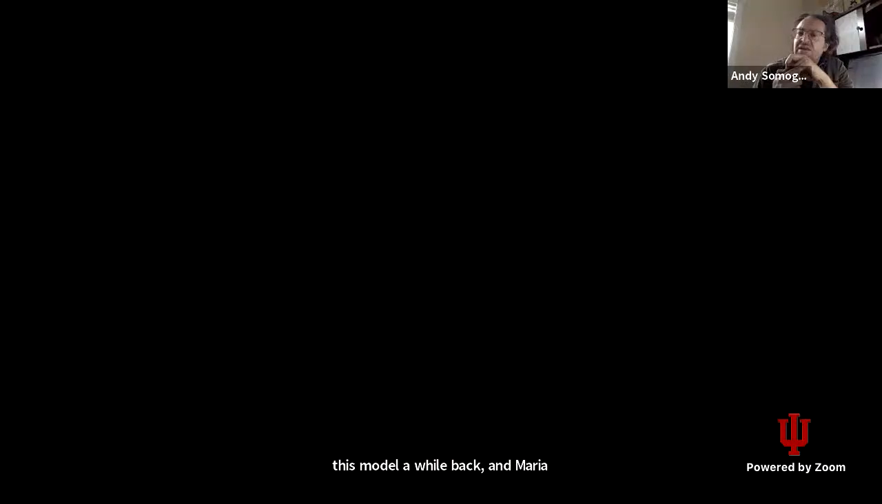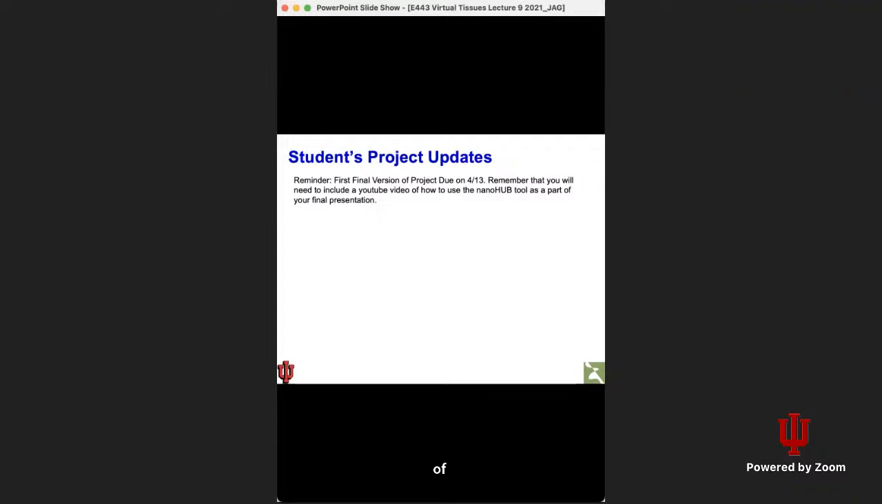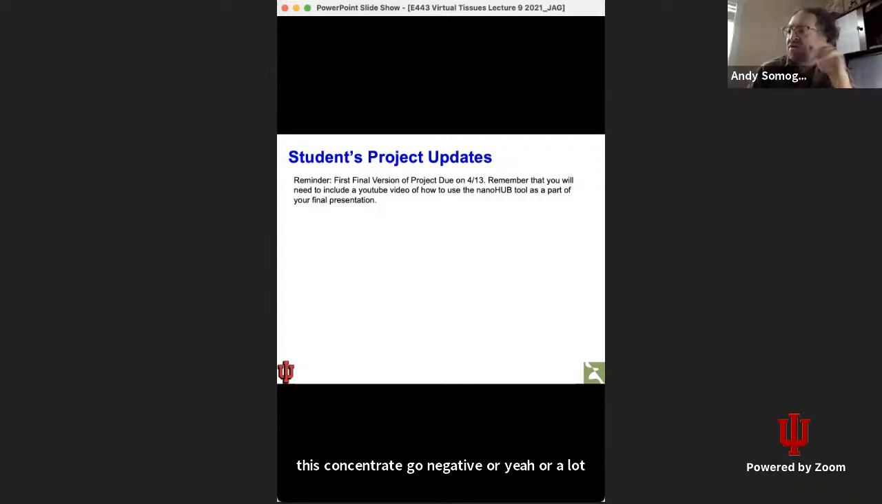One thing I will add, I played around a little bit with this model a while back, and Murray's equations are set up such that a lot of the chemical concentrations are negative. So it's just something to be aware of. Do concentrations go negative? Yeah, a lot of them are continuously negative, and some of them fluctuate between positive and negative.